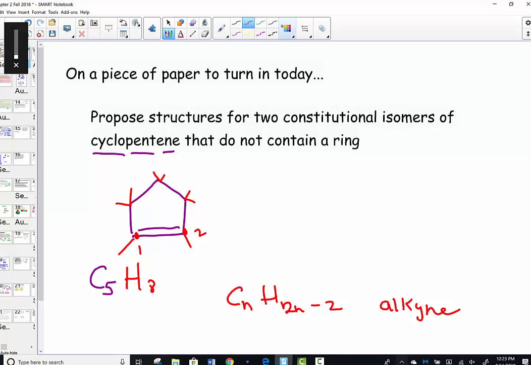So let me kind of get my bearings. I'm just going to draw 5 carbons in a row. 1, 2, 3, 4, 5. I'm just sketching. Where could we put a triple bond? Want to say between 1 and 2? I mean, that looks nice. Between carbon 1 and 2, let's put a triple bond.